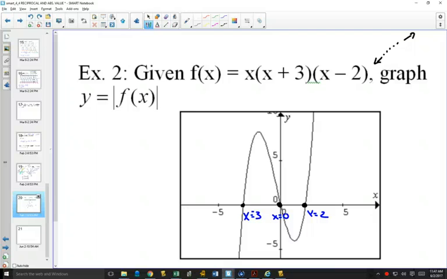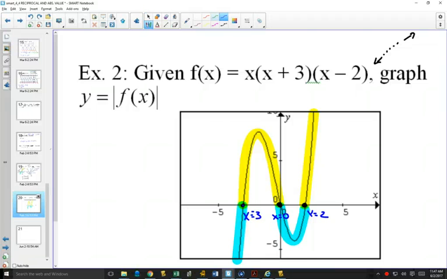Now, if we highlight things again, last time we highlighted, can you see that this section and this section are positive? All of our y values are positive in those sections, but this section and this section, our y values are negative. So wherever we have those negative y values, the absolute value is going to flip them up. And so our final graph will look like this.